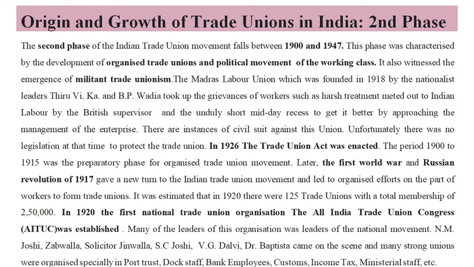The second phase of the Indian trade union movement falls between 1900 and 1947. This phase was characterized by the development of organized trade unions and political movement of the working class. It also witnessed the emergence of militant trade unionism. The Madras Labour Union, which was founded in 1918 by the nationalist leaders Thiruvaiker and B.P. Wadia, took up the grievances of workers, such as harsh treatment meted out to Indian labour by the British supervisors and the unduly short midday recess, to get it better by approaching the management of the enterprise.